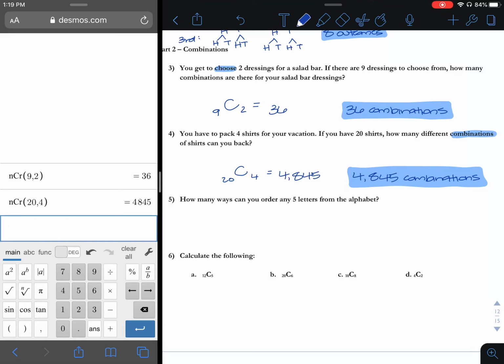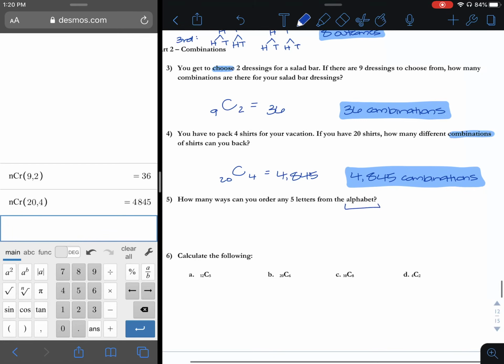Okay, let's continue. So number 5, how many ways can you order any 5 letters of an alphabet? So this one is tricky. Okay, so I have 5 letters and I have the alphabet. Well, how many letters are in the alphabet? Well, we know there's 26 letters. So in this case, I actually know that it is a combination, because I'm choosing 5 out of 26. Okay, so then I can see my bigger number is 26, out of 5.